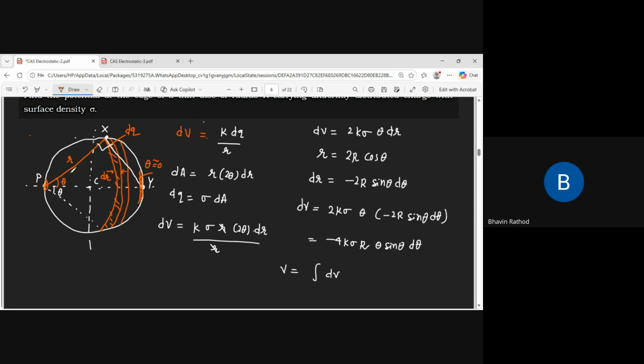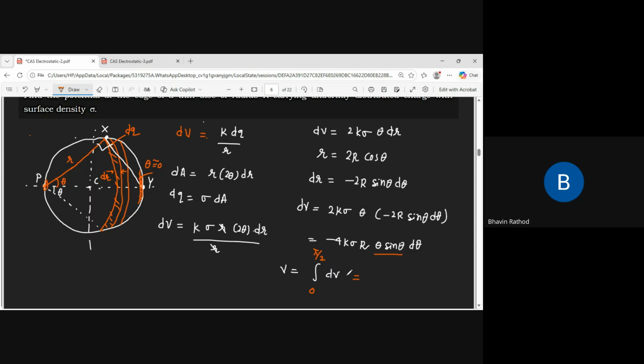We can understand that as the ring elements get closer to point P, the value of theta will continuously increase. So the integration is from 0 to pi by 2. You have to use the product rule for integration, because you have theta and sine theta both. So that's just the math part. After we do this, we'll get the final answer.